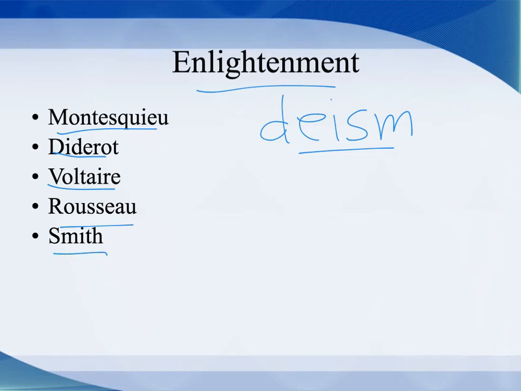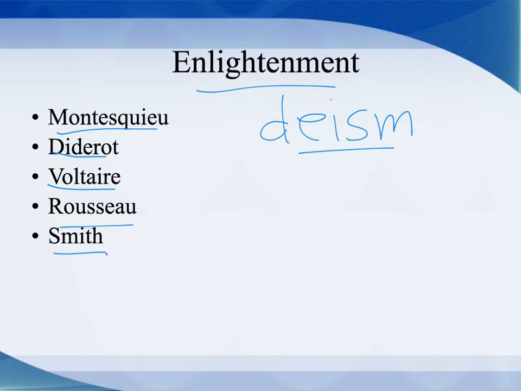And then lastly, we have Adam Smith. And Adam Smith is our free market economist who put forth the idea of capitalism, or laissez-faire economics. In other words, the government sort of backs off and lets the invisible hand of competition regulate the economy.